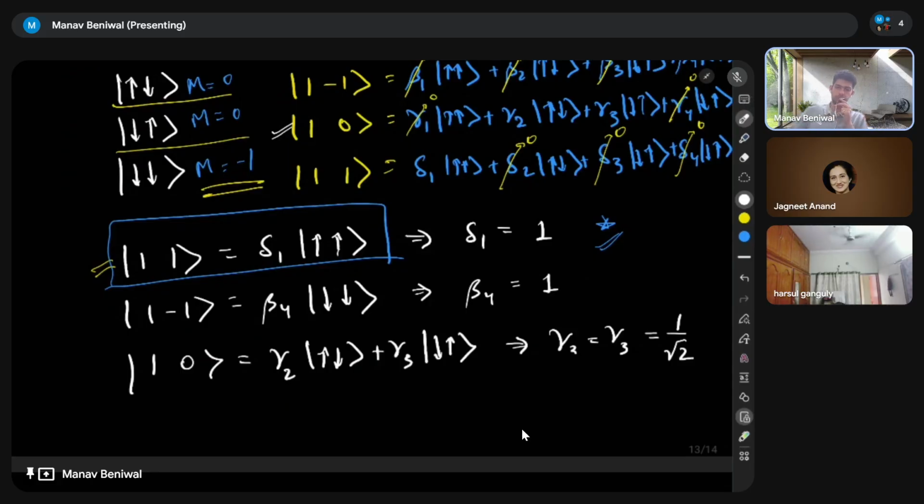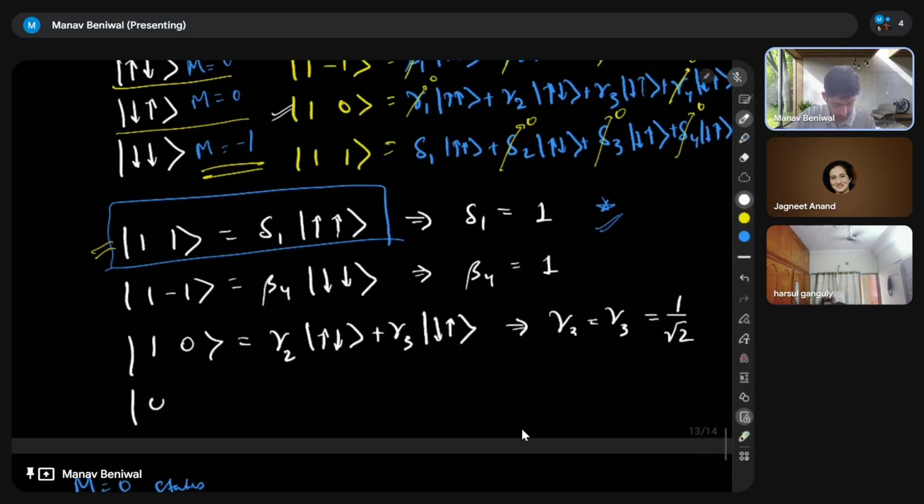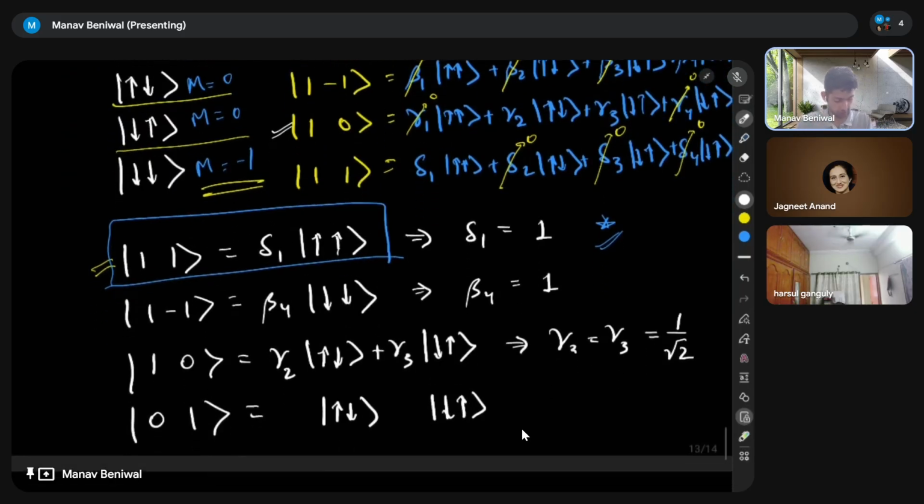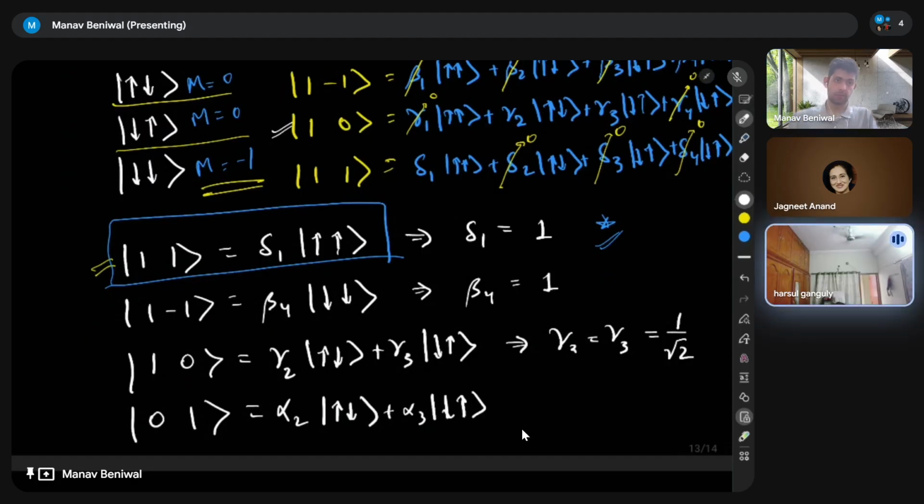Yes. So now we are left only with our singlet state. What was our singlet state? The singlet state was 0 1, and again it was written in terms of these same two states, up down and down up, and the coefficients were alpha 2 plus alpha 3. Wasn't it 0 0?